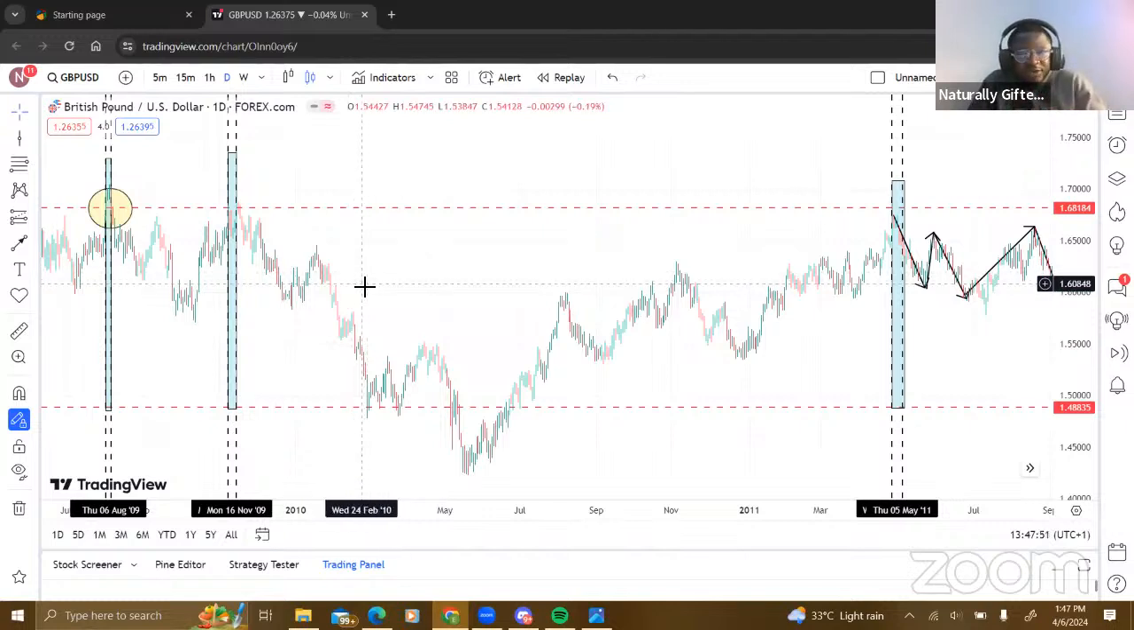Do you know how the banks trade Forex? Let me share it with you now. Do you know how the banks trade Forex? The banks don't trade Forex the way we trade Forex.